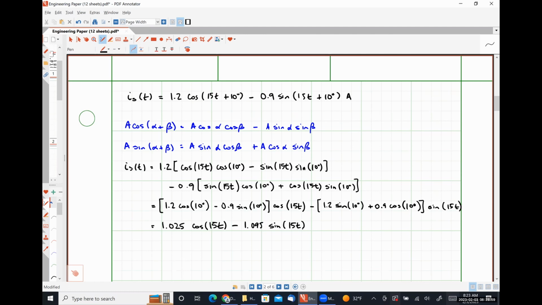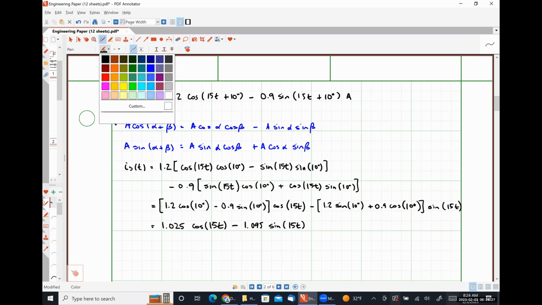So things are slightly better in as much as we've somehow managed to get rid of phase angles, and now we only have a pure sine function and a pure cosine function combined together. So what we can do from here is use this trig identity backwards effectively to figure out what the A is, so what our magnitude is going to be, and what our angle is, right?